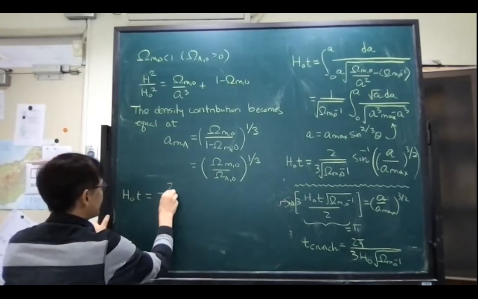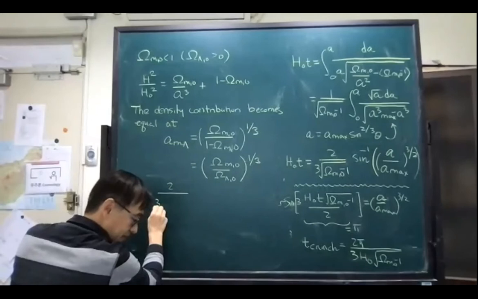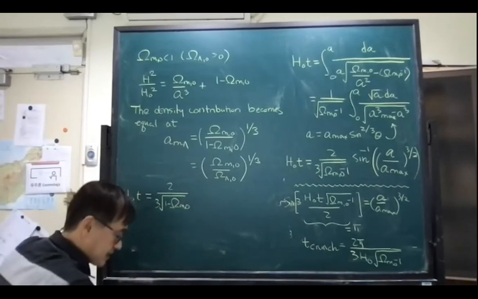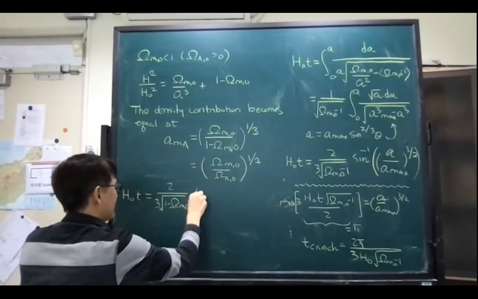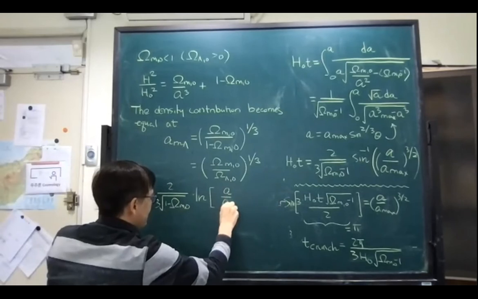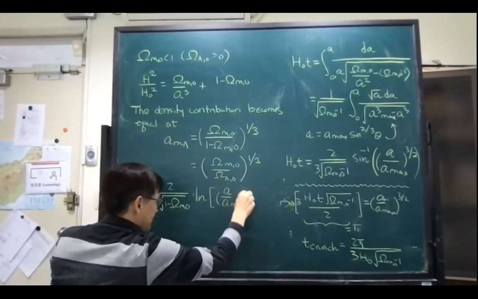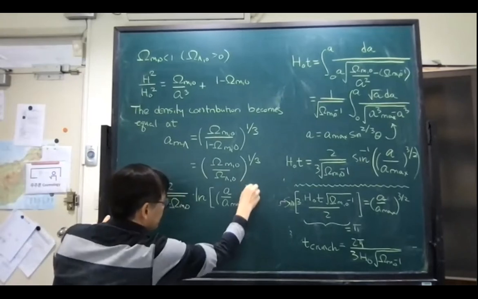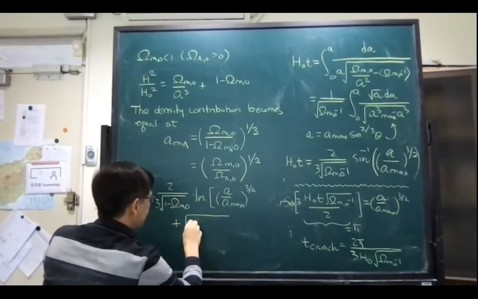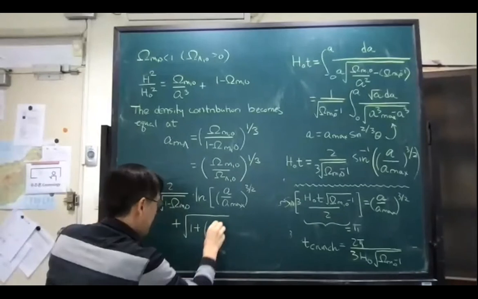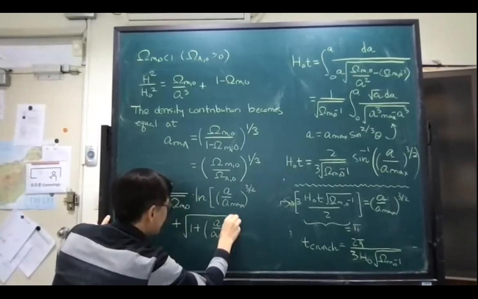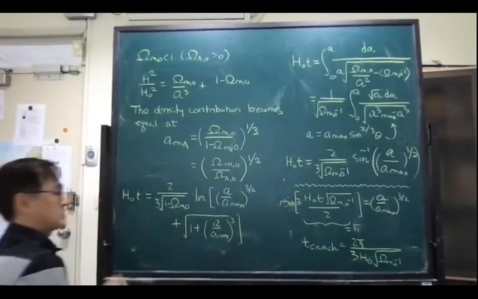So 2 over 3, 1 over omega m0, and I have times log of a over a max to the power of 3 over 2 plus square root of 1 plus a over a max to the power of 3, and closing the log function.